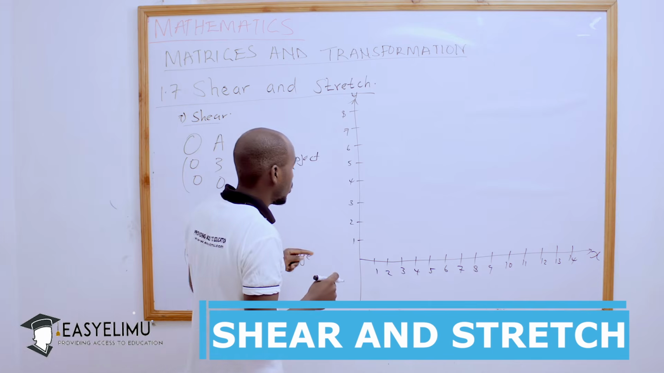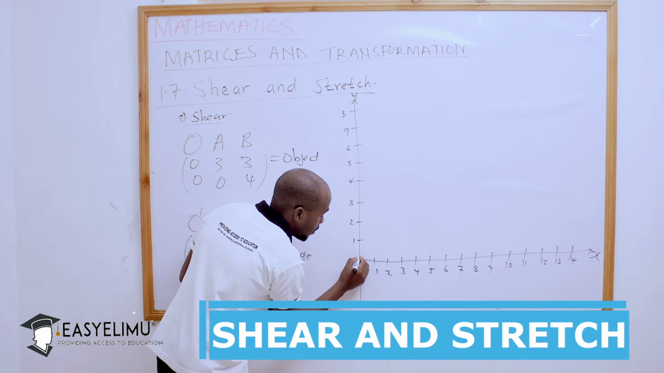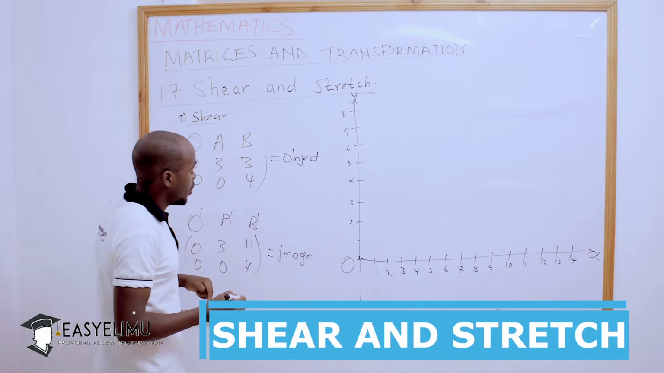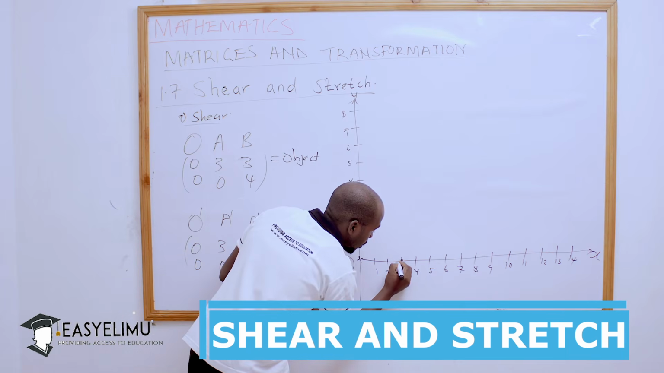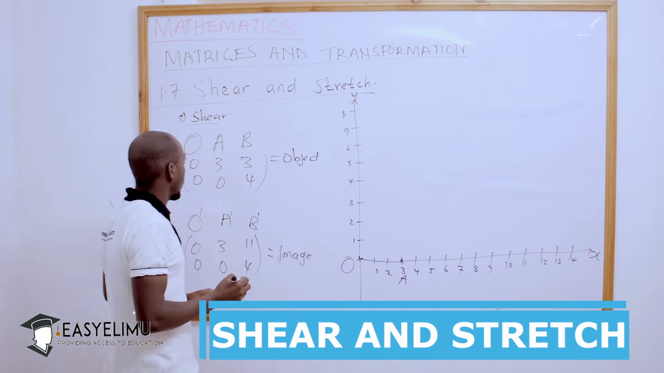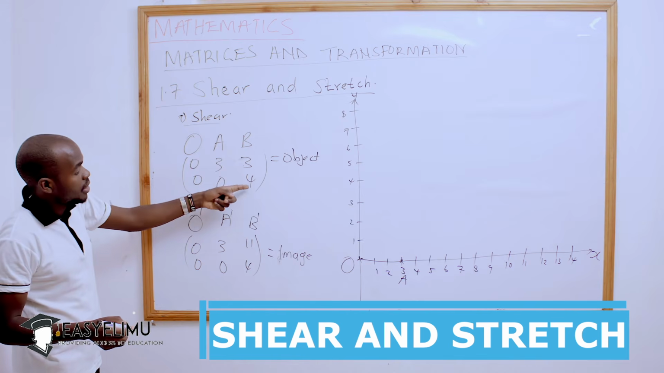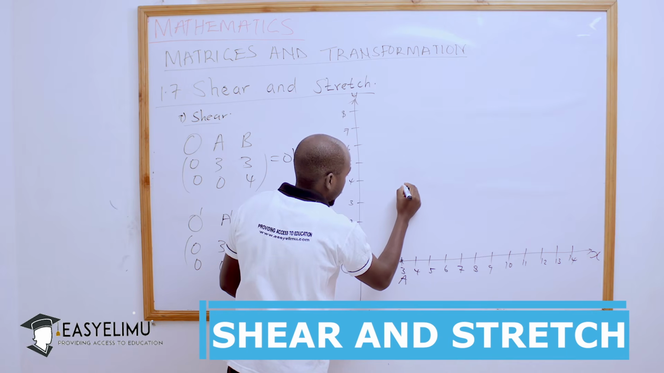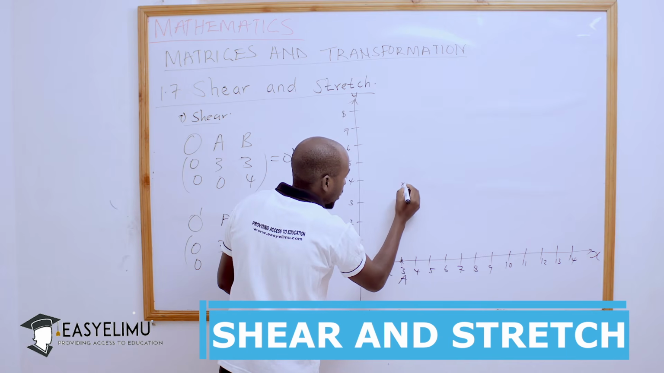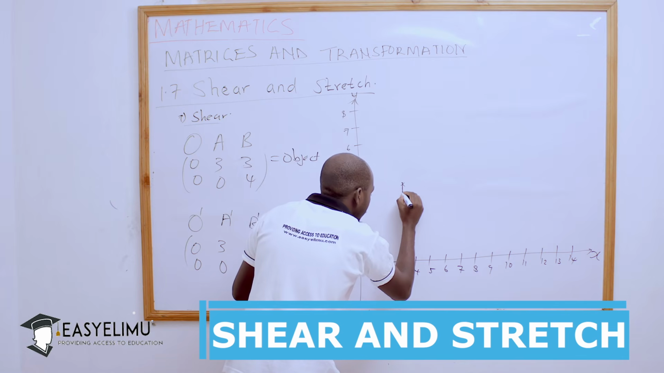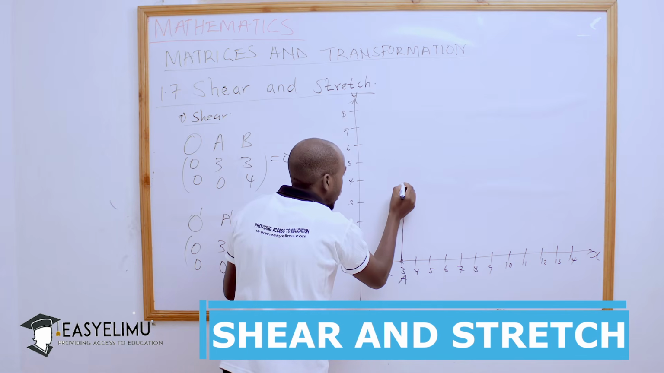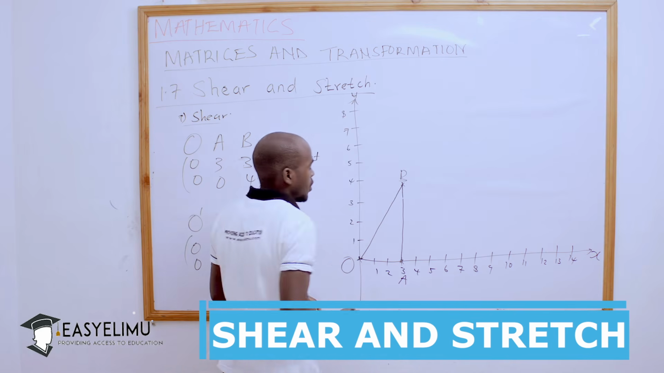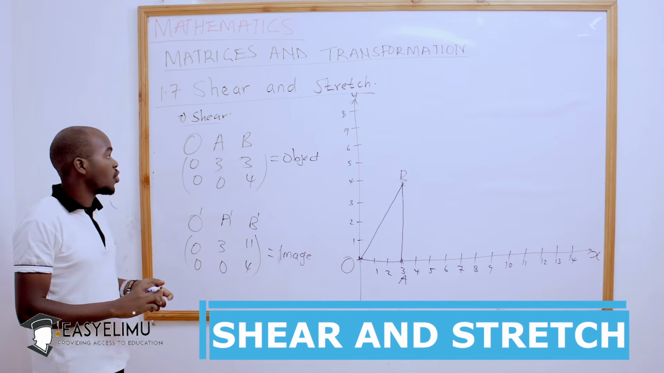So for example, here we are going to plot 0, 0, which will be at that point for O. And then A will be 3, 0, so it will be at this point. That is for A. And B is 3, 4, so it shall be somewhere here. So you will find that the triangle resembles a right angle triangle, and this is our B. So that is the triangle, which was the object.